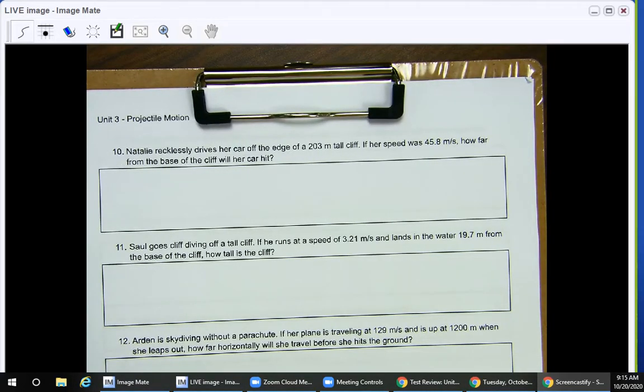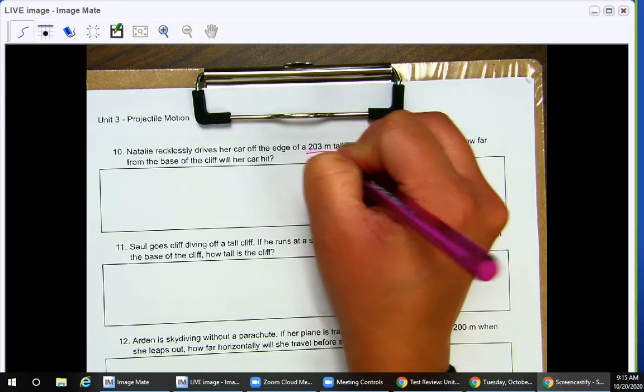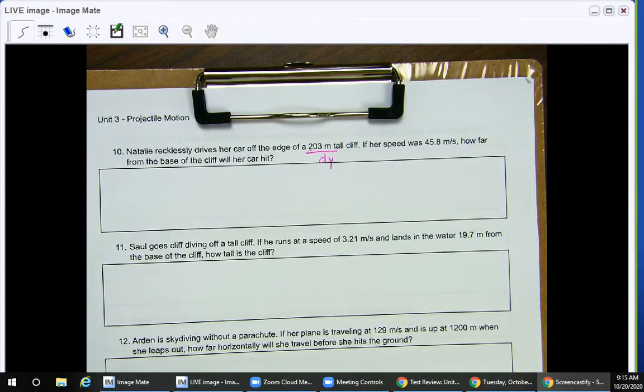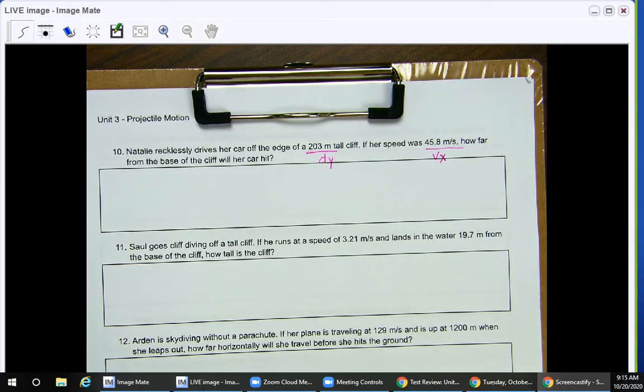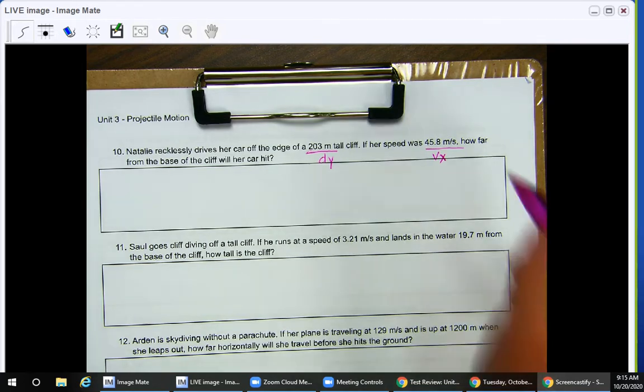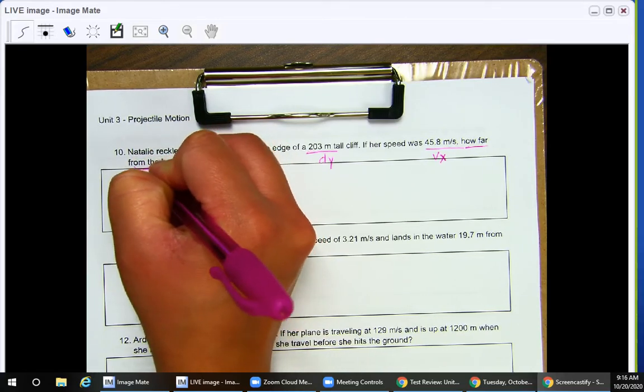All right, number 10, Natalie recklessly drives her car off the edge of a 203-meter tall cliff. If her speed was 45.8 meters per second, how far from the base of the cliff where her car hit? So we know the cliff is 203 meters tall, so that's our dy, because it's vertical. Her speed was 45.8 meters per second. Remember, speed's always going to be your Vx. It's never going to be the Vy. How far from the base will her car hit? So we want to know how far from the base. So that means we're looking for our dx, our horizontal distance.